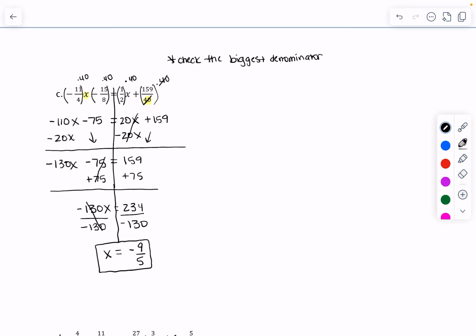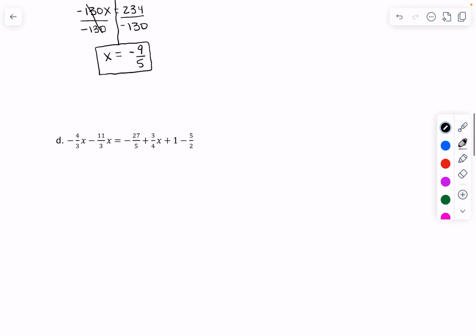So check the biggest denominator, make sure the other numbers go into it, and then pick that number to multiply everything by in the problem. This might not always work. You'll see in the next example.